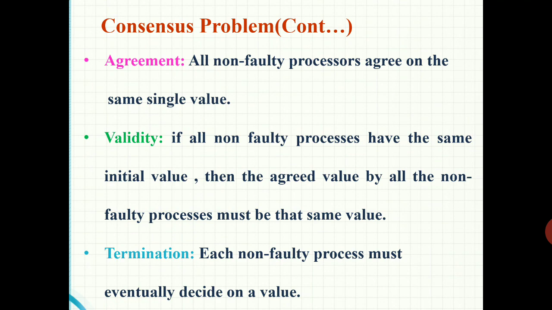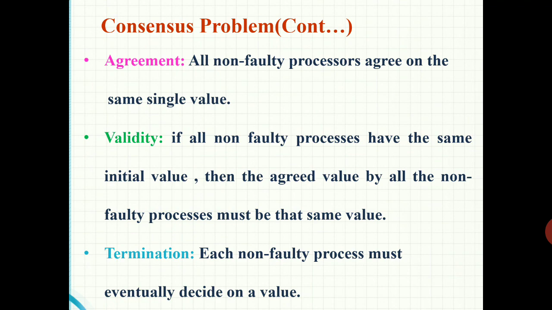in the system has its own initial value, and all non-faulty processors must agree on a single common value. That is the idea. For that, every processor broadcasts its initial value to all other processes. Then the initial value may be different for different processes. So the protocol must meet the objectives. First one is the agreement. All non-faulty processes agree on the same single value.